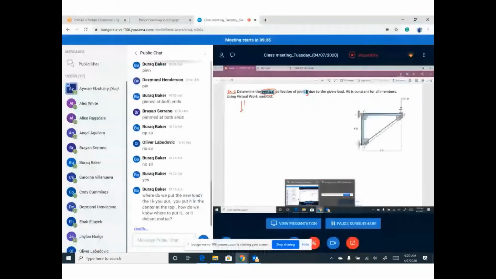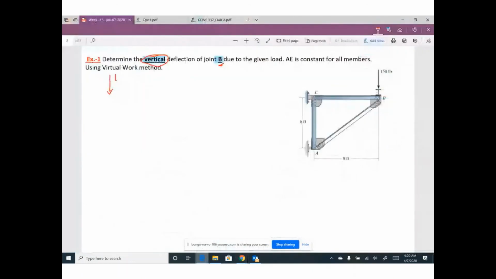Anyway, anybody remember what the first step was? First step, we need to solve this truss due to the given load. We have a vertical load of 150. Go ahead and solve this truss.